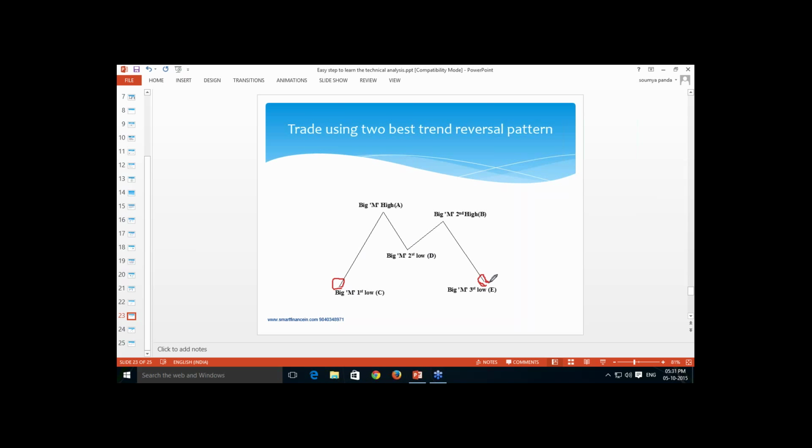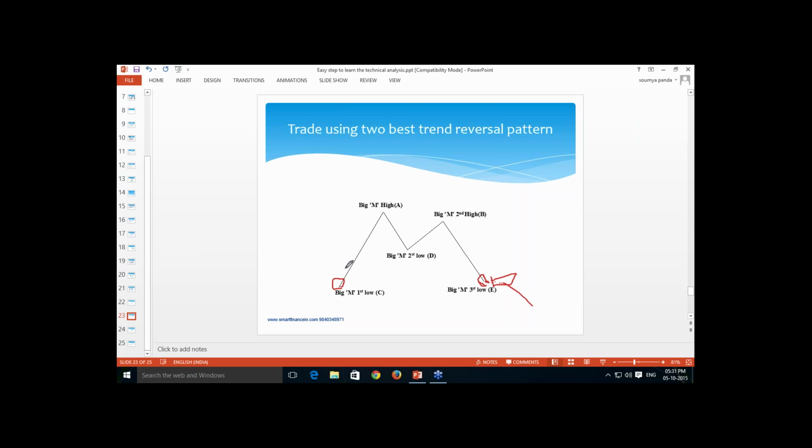It will pause a while here. And maybe it will give you a formation of a flag, bearish flag pattern, or a pennant. So at this point, one particular formation it will give. Post that only you should confirm that yes, it is going to be a big M pattern.